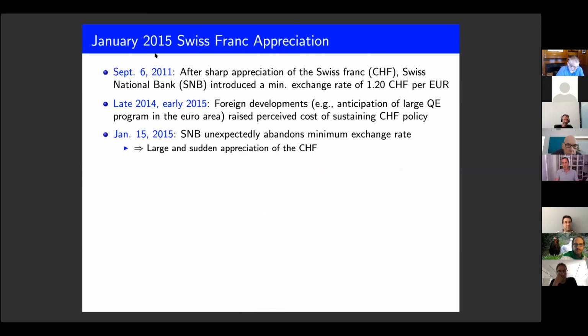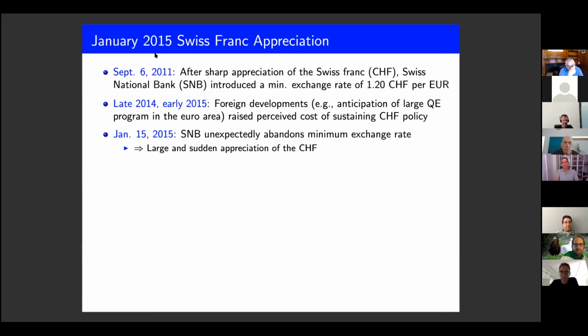In September 2011, after a pronounced appreciation of the Swiss franc, the Swiss National Bank, the SNB, introduced a minimum exchange rate against the euro of 1.2 francs per euro, because there had been a strong appreciation before that. The floor was in place until January 2015. I'm not going to get into all the details, but basically foreign developments, especially the anticipation of quantitative easing by the European Central Bank, made it very costly for the Swiss National Bank to keep this floor in place. They were accumulating tons of reserves from everyone that wanted to get into Swiss franc assets, and it became very costly for the Swiss National Bank to keep this policy.